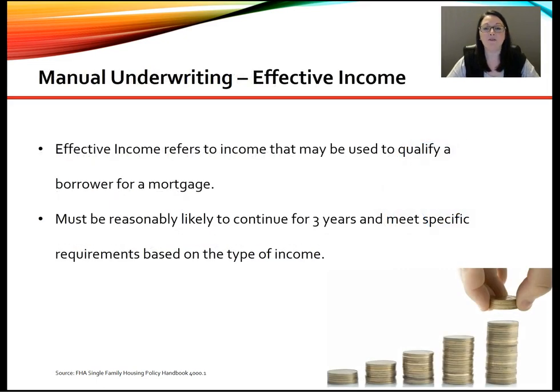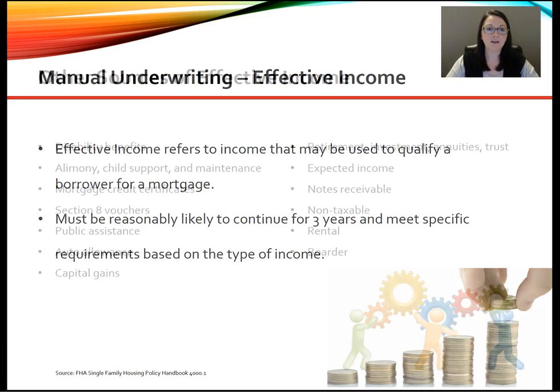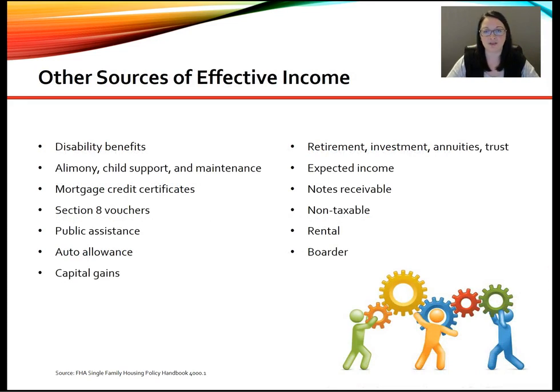Now let's talk about effective income for a manually underwritten loan. Effective income refers to income that may be used to qualify a borrower for a mortgage. It must be reasonably likely to continue for 3 years and meet specific requirements based on the type of income. Now we're going to talk about other sources of effective income. So these are income types other than your standard W-2 hourly type income.